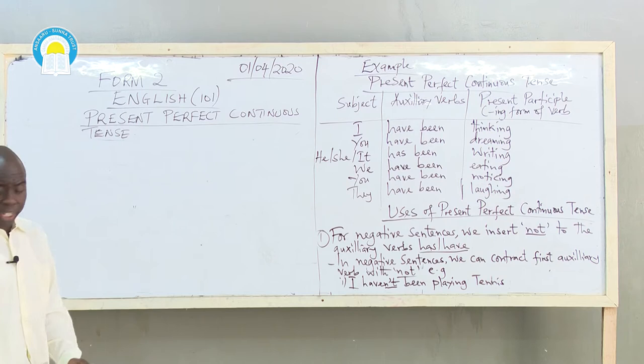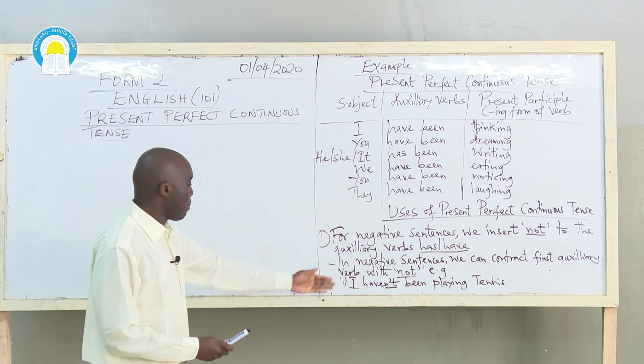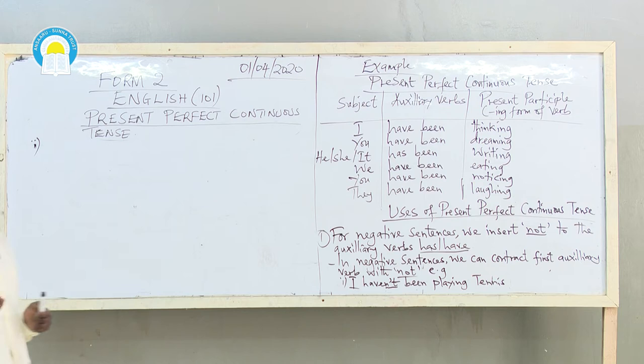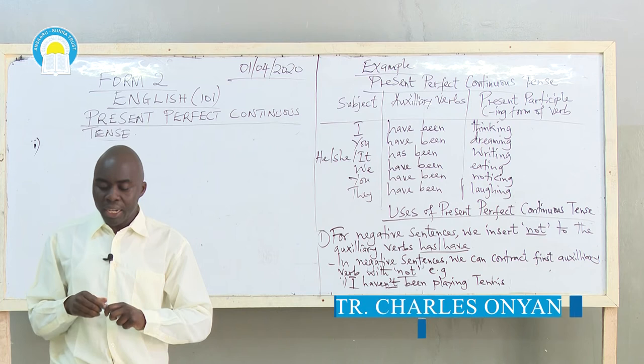So before we look at the second use, this is an example where we have used the auxiliary verb have. Then what of a case where we also have another example, has? I've said has can be used with pronouns such as he, she or it. So let us take an example of it.